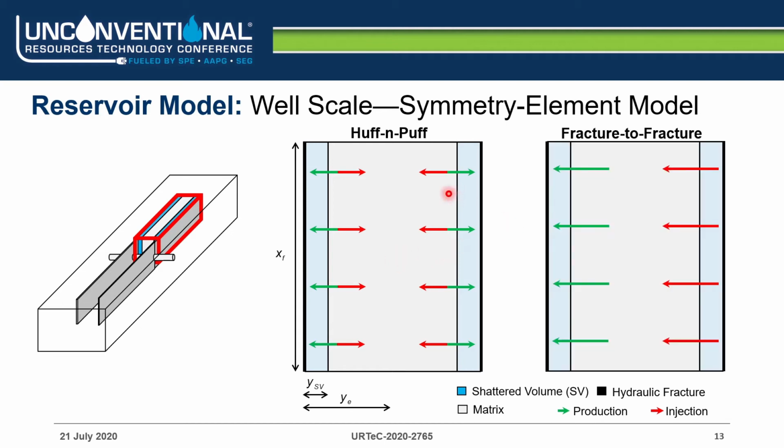Now, the two EOR processes are modeled as follows. The Huff-n-Puff has both injection and production from both fractures, whereas the fracture-to-fracture is, as the name suggests, you inject into one fracture and you produce from the other, leading to a displacement type process.